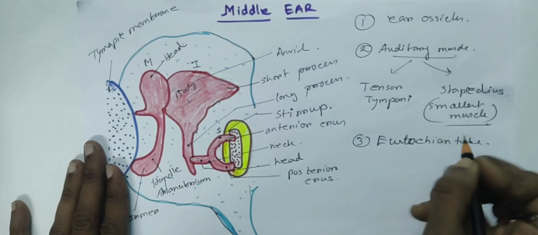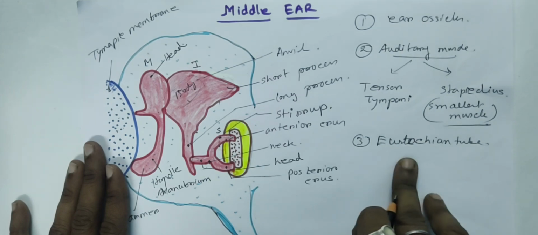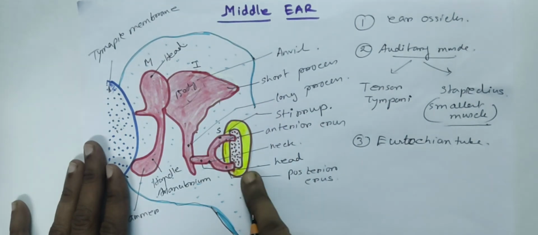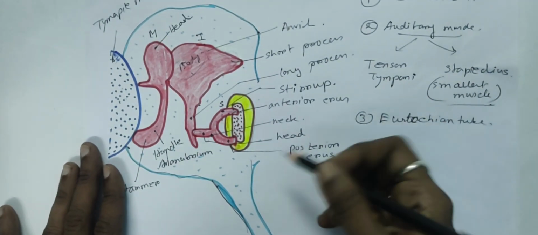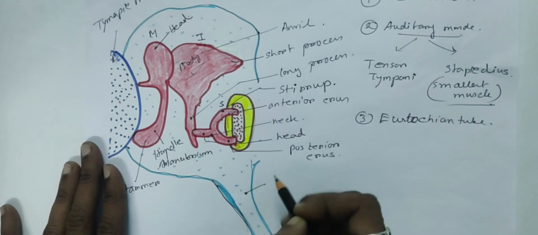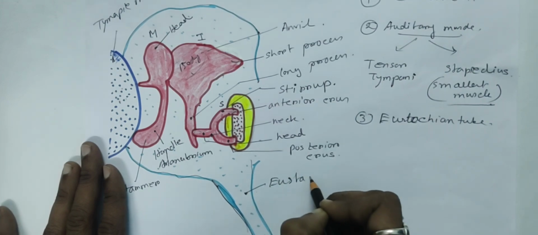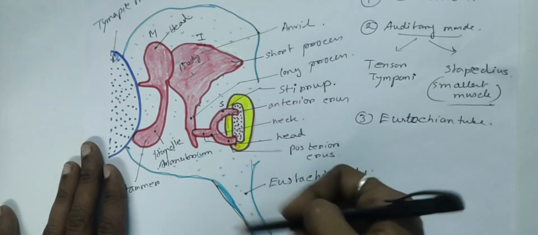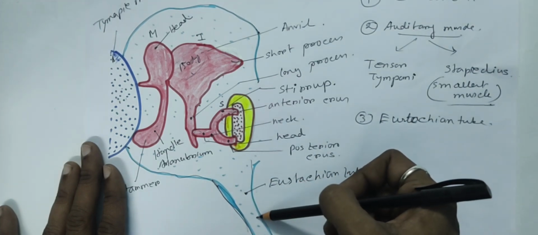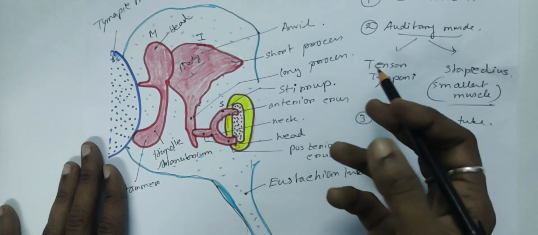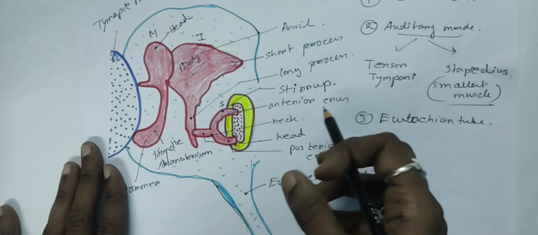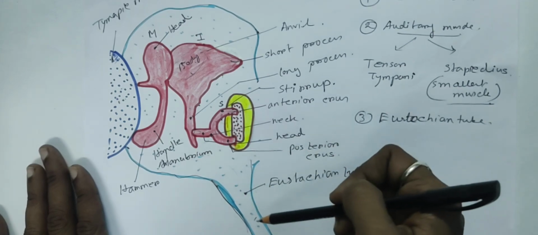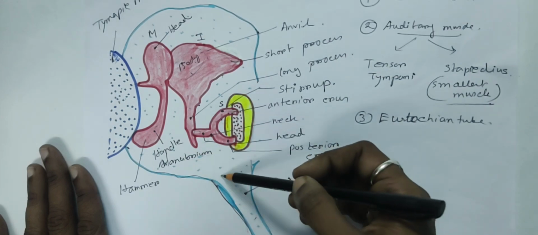Eustachian tube. This is the third part of the middle ear. This cavity is the air-filled tympanic cavity, and this is the eustachian tube. It links with the nasopharynx. So it transports the air from the nasopharynx to this tympanic cavity.